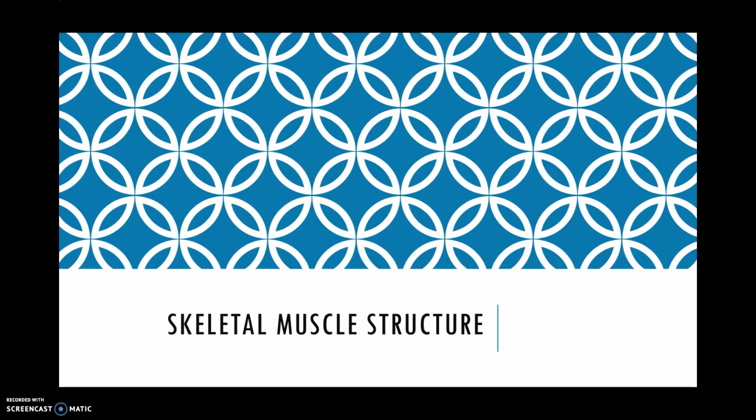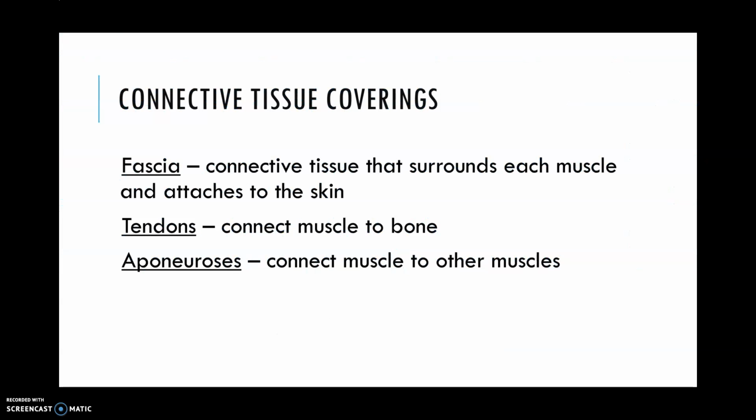Okay, so let's take a look at some of our structures here. So we have some connective tissue coverings that we're going to talk about here. So our fascia is a connective tissue covering that surrounds each muscle, and it attaches to our skin. Tendons, we know, are going to connect our muscle to our bone. And then aponeuroses are going to connect muscles to other muscles.